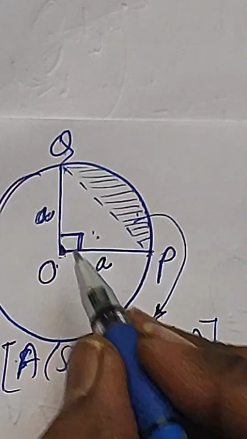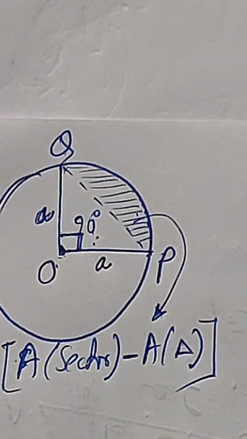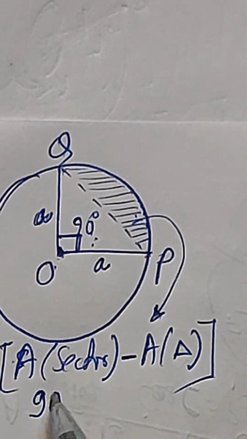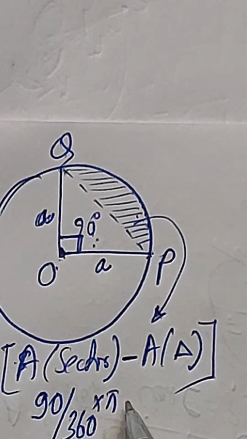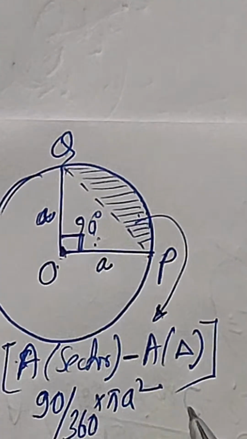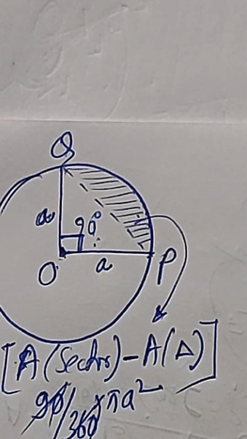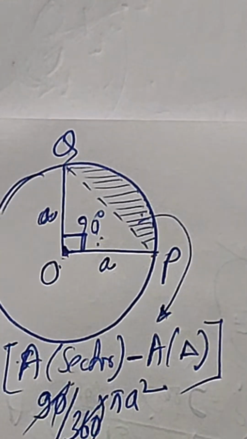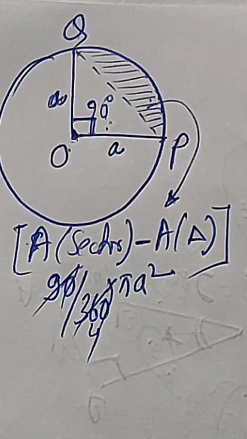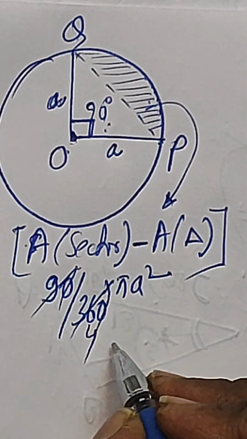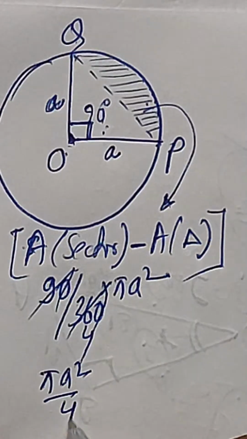And what is the area of sector? Theta by 360 into pi r square. So this will be 90 by 360 into pi into r square, which is a square. 0 0 cancel, 9 will cancel, 36 into 4 times, right? So this will be coming as pi a square by 4, pi a square by 4.